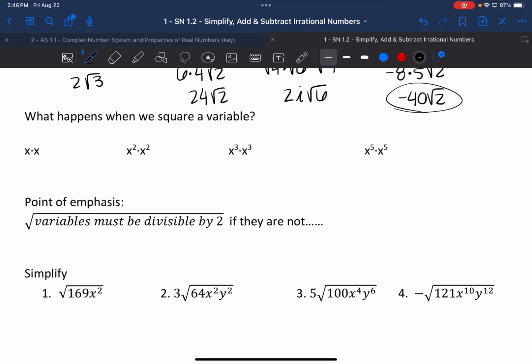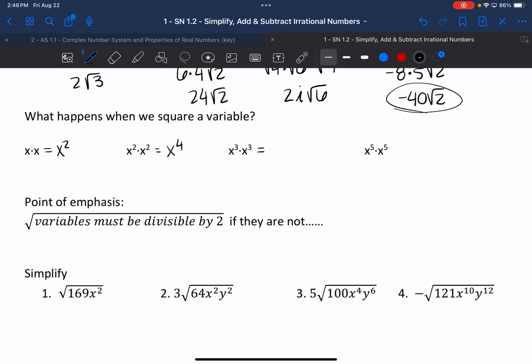So first they ask us, what would happen when you square a variable? Well, what does it mean to square something? Something times itself. And that's exactly what they wrote right here, right? They've got x times itself, or x times x. What would that be? X squared. And then they have x squared times itself. What would that be? X to the power 4.